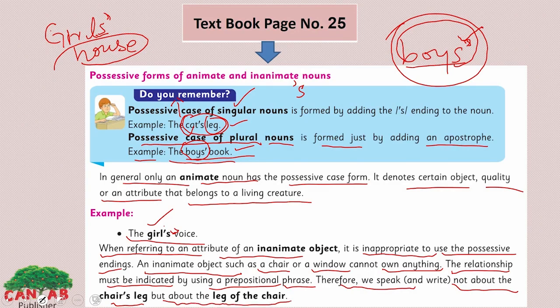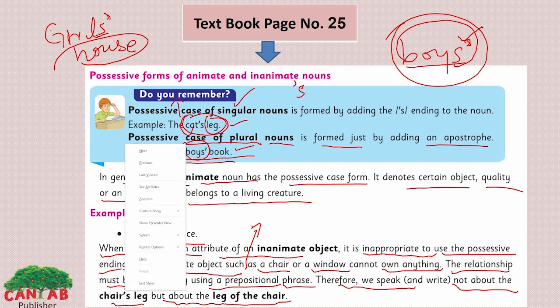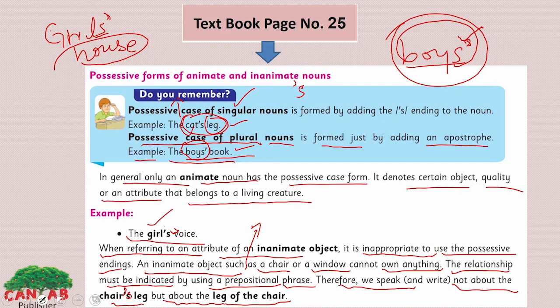Here, what is a preposition? Preposition is a part of speech. I hope you know the concept of preposition here. Of, in, on, at, which show the direction and the relationship between nouns. So here, with inanimate objects, we will not put the apostrophe and s to show the possession or ownership between the chair and the leg, because inanimate things or nouns don't have any possession or ownership, because they are inanimate.